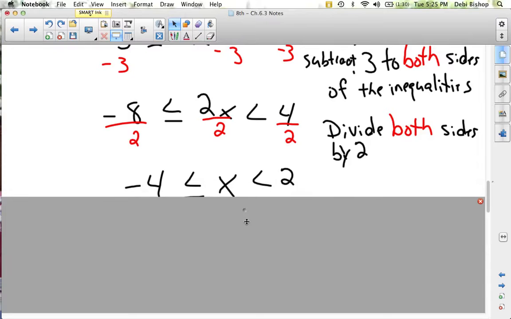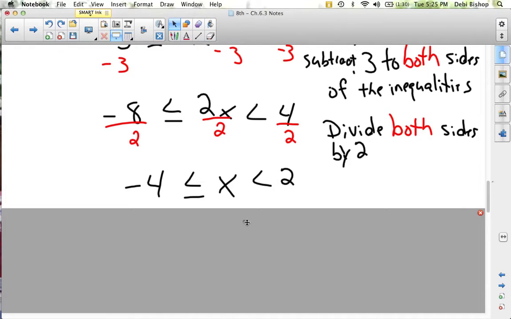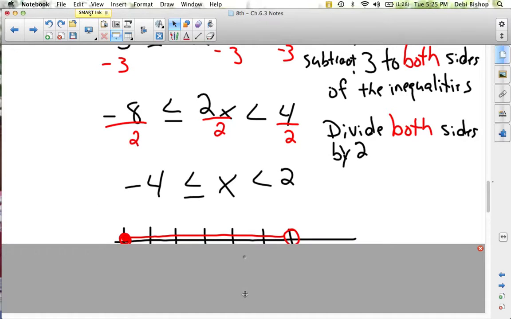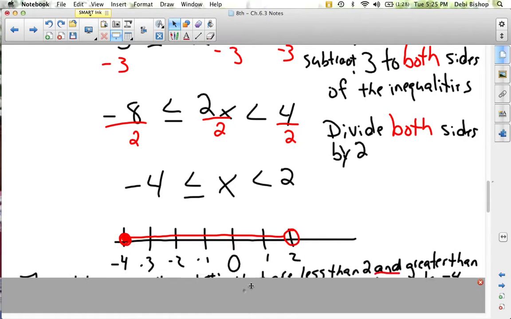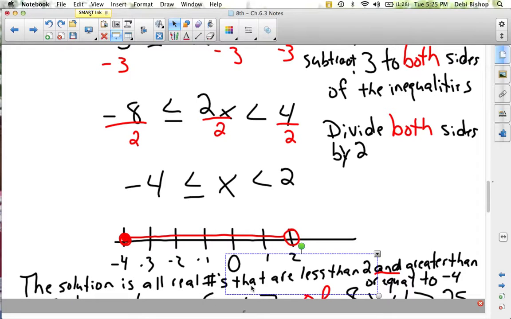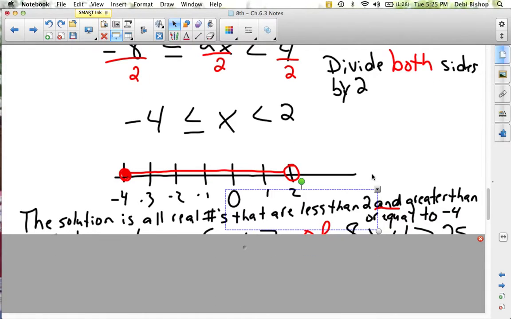I simplify my answer, and I get -4 ≤ x < 2. And now I am able to graph it on a number line. So here's my number line, and you can see -4 is less than or equal to x, which is also less than 2. So remember your solid dots and your open dots and what those mean. And in words, the solution is all the real numbers that are less than 2 and greater than or equal to -4.